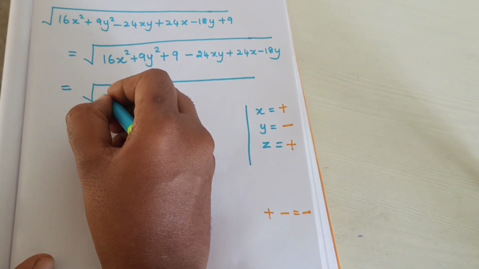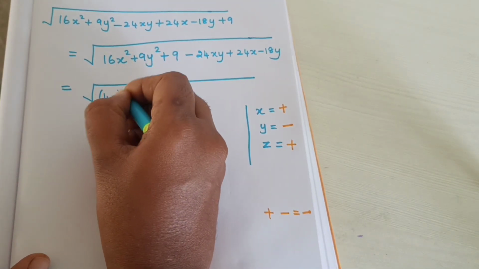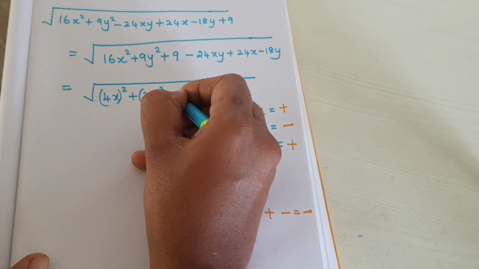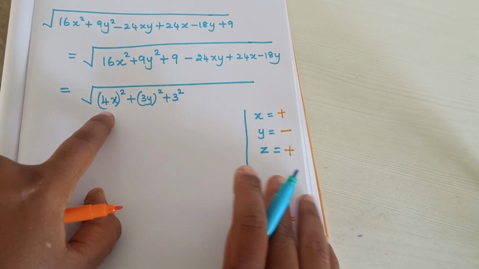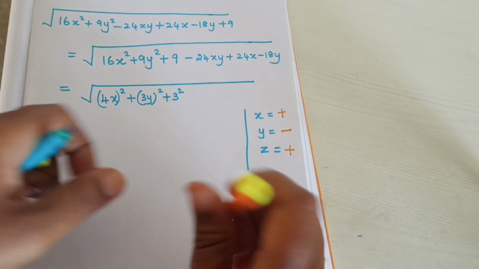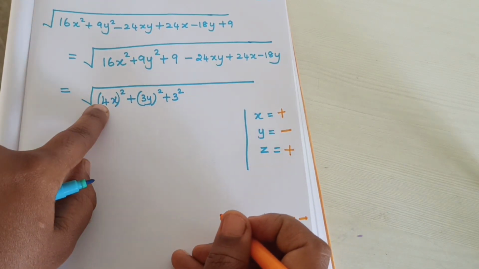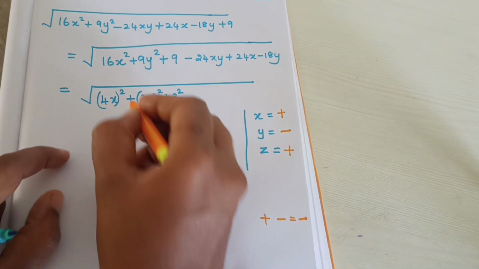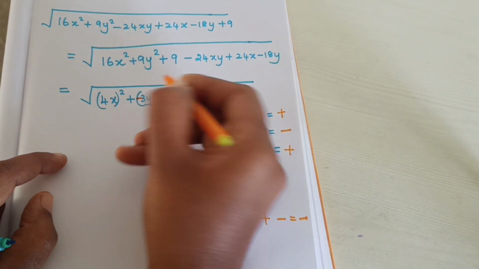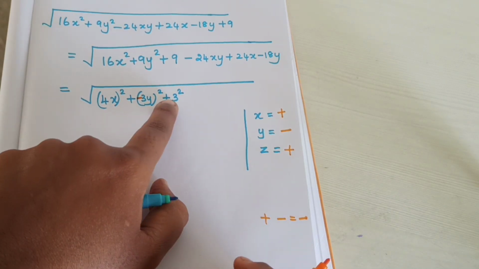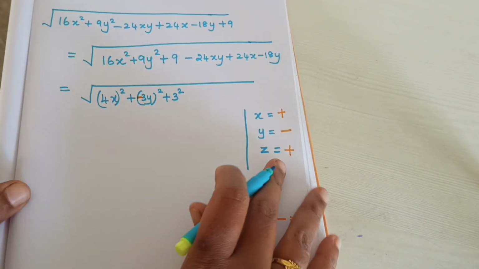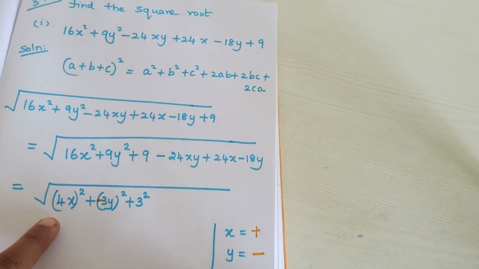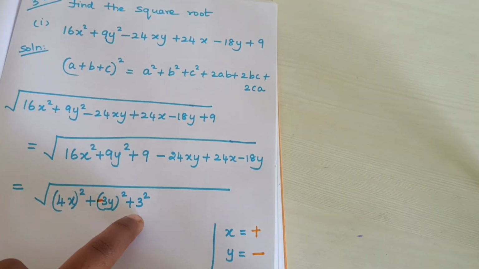First writing the terms as square terms: (4x)² + (3y)² + 3². And the symbol also we need to put, no? Listen, x term plus, so no problem, 4x squared. Then the y term is minus, so for the y term you need to put minus. Then the z term is plus, correct. Then see the formula: a² + b² + c². So a² + b² + c² we wrote.